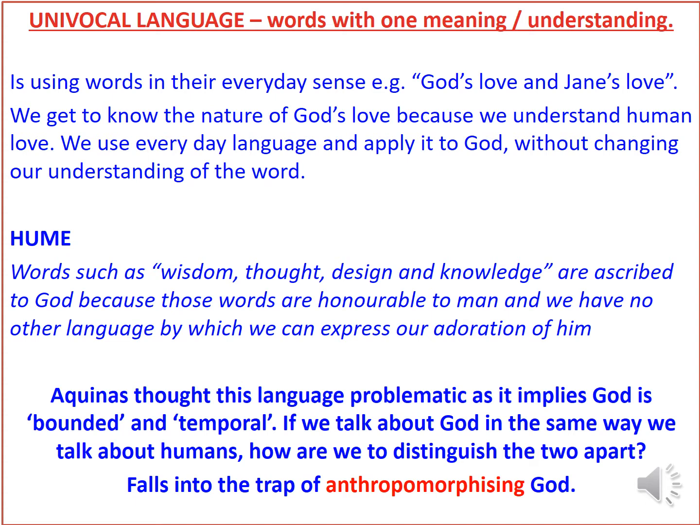Now Hume weighs into this argument here, and Hume says words such as wisdom, thought, design and knowledge are all univocal because they are all words with one meaning. They're all words with one definition, particularly when we use these words to describe God. However, because we're using univocal language which we understand as humans, it's limiting God. We're limiting how good or well designed or how knowledgeable God actually is. So we're falling into this trap that all religious arguments seem to be falling into at this moment in time.